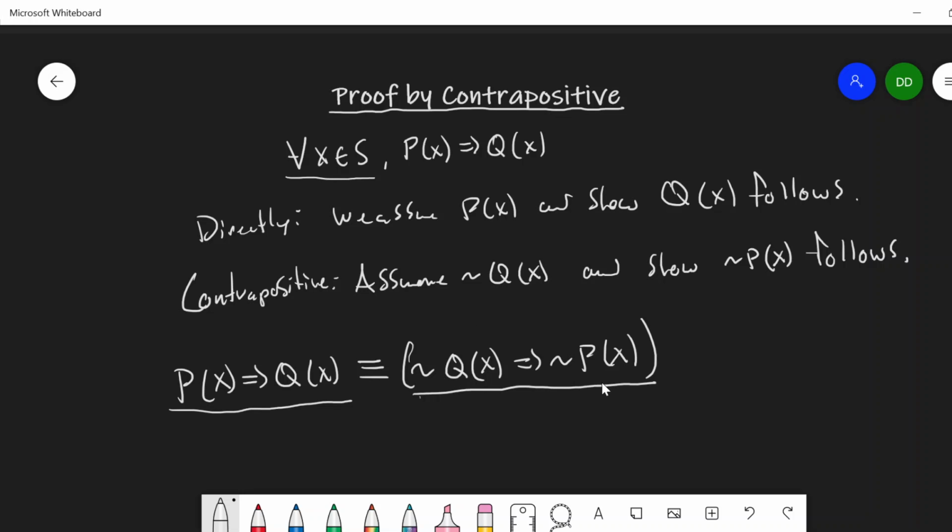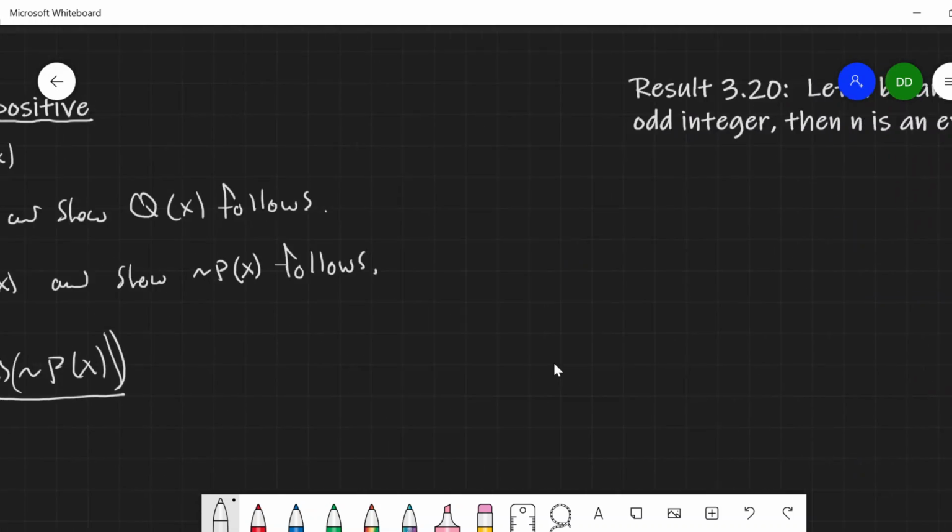And again, what this looks like, proving the contrapositive, is that we're still proving the contrapositive directly. I know that sounds weird, but it's the same idea. Here we have an implication we want to prove, so we assume the hypothesis and show the conclusion follows. When we're looking at the contrapositive, we're assuming not Q of x and showing that not P of x follows. So this is the idea. Let's look at an example.